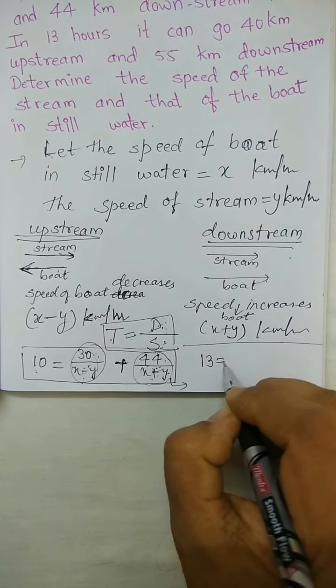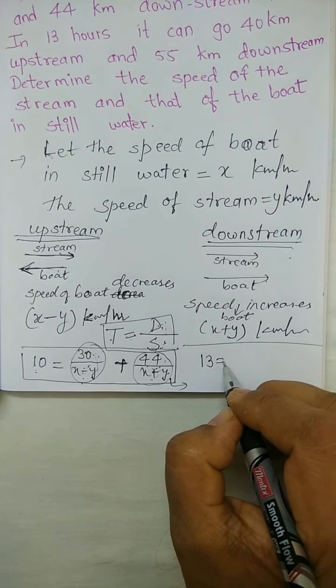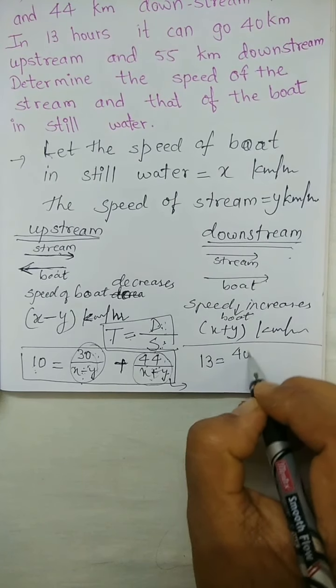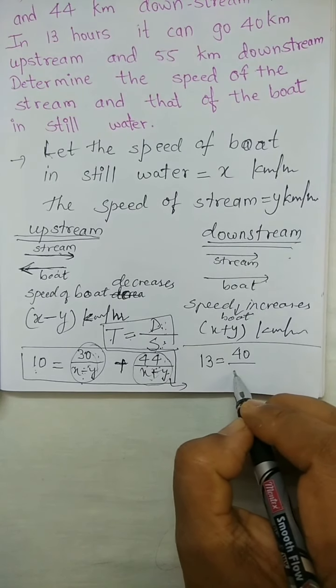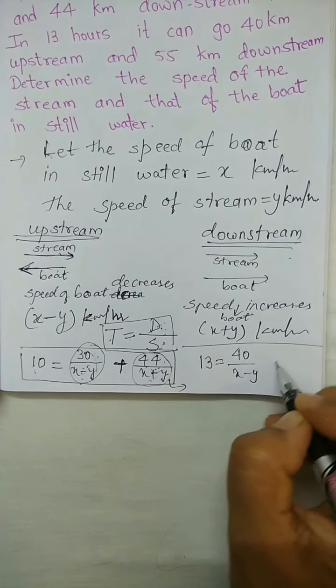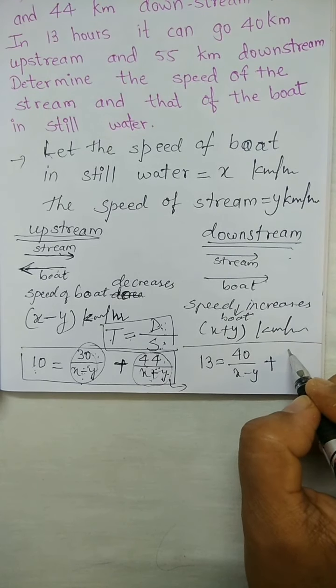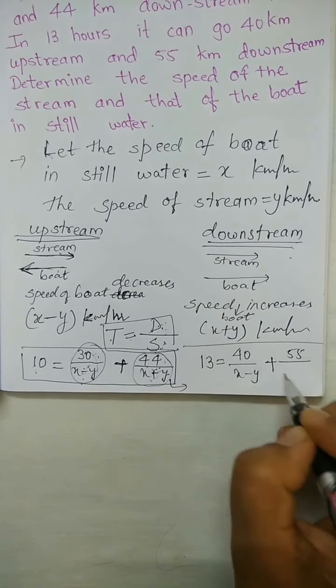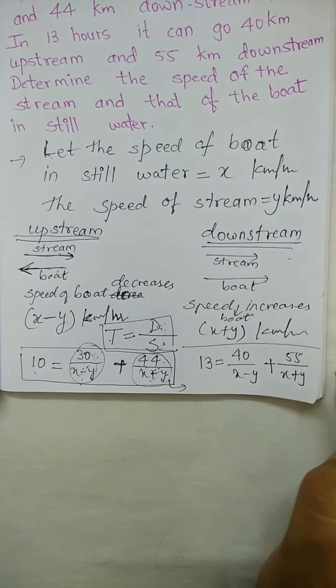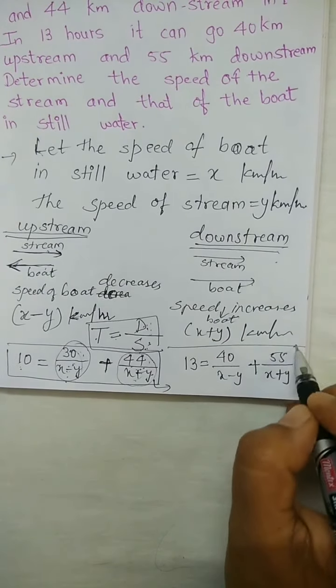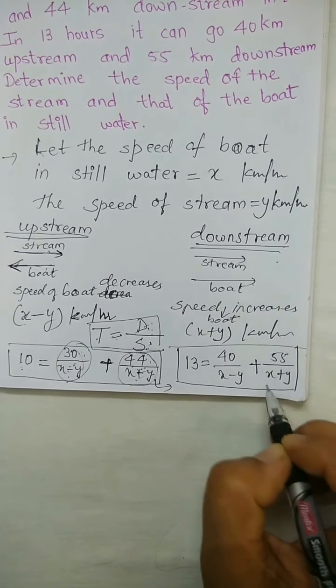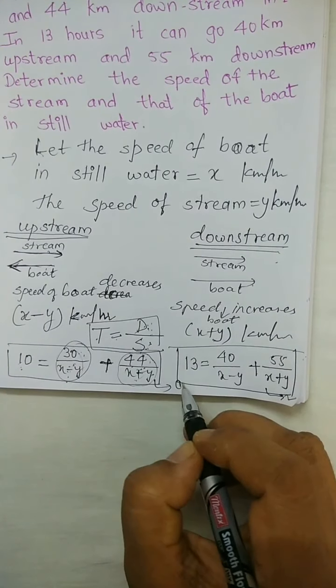Okay. Now in the second condition, how much time is taken? 13 hours. During upstream, how much distance? 40, and the speed is x minus y. Plus during downstream, 55 kilometers, with speed x plus y. Okay, this is the second equation. Now we got the equations.